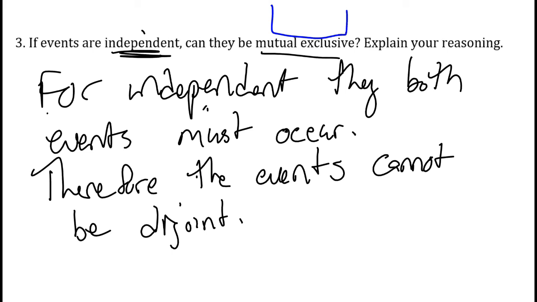Mutually exclusive, you have to know that diagram in your head: there's no overlap in the circles. Independent, they are overlapped. They just overlap in a particular way, so that knowing the probability of one event doesn't change the probability of the other event occurring. That's lesson 6.